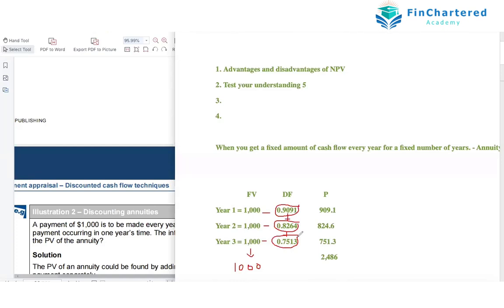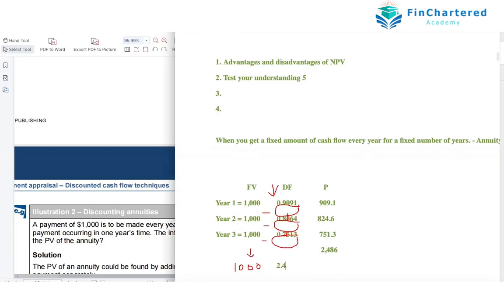It will be 2.486. That's absolutely right, Nitish. So instead of multiplying 1000 with the breakup, this is the breakup, see? I can just multiply that 1000 with the total. Total is what? 2.486. I'll anyway get the same answer, 2.486.